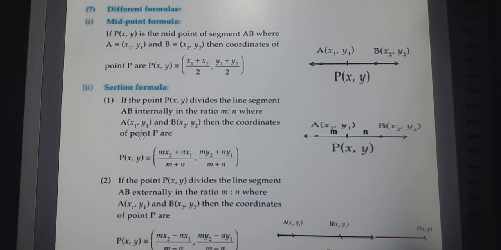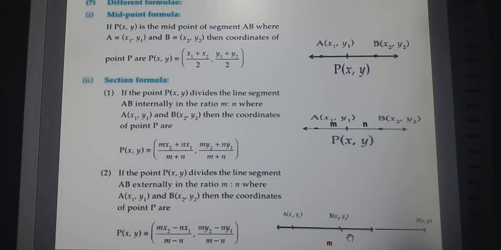This is midpoint formula. Next, section formula. There are two section formulas: section formula for internal division and section formula for external division. If the point divides segment AB internally, then that is called section formula for internal division. If the point divides externally, that is, if the point is to the right of segment AB or left of segment AB, then that is external division.